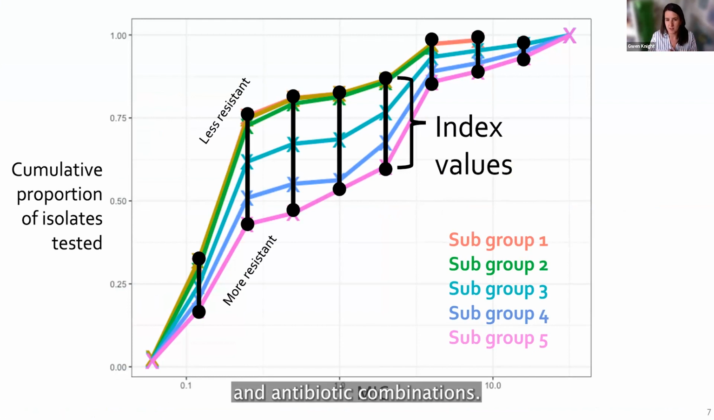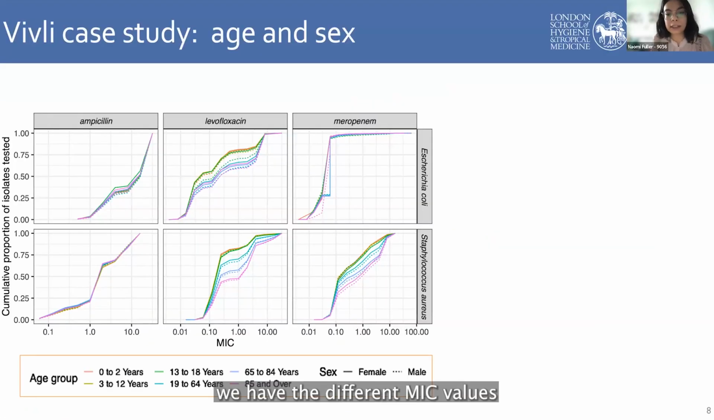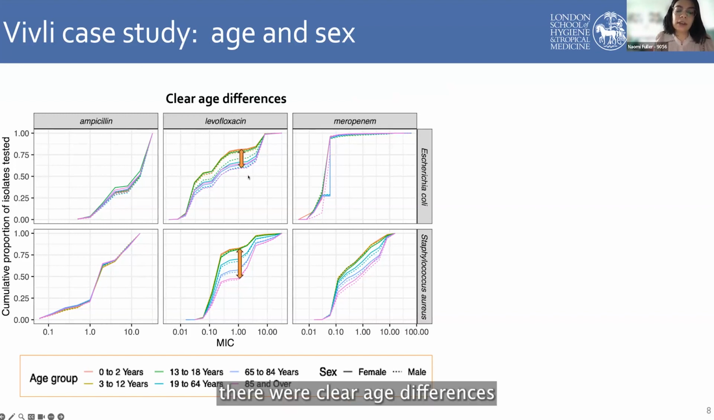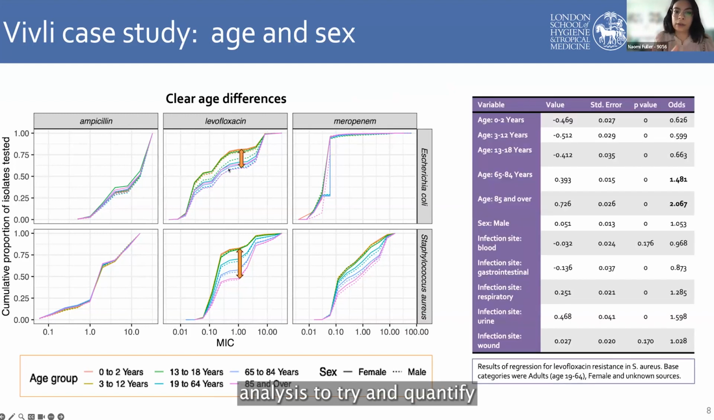bacteria and antibiotic combinations. And in this graph here, we have the different MIC values on the x-axis and the cumulative proportion of isolates tested on the y-axis. And we have 3 different antibiotics: ampicillin, levofloxacin, and meropenem for E. coli and Staph aureus. And so for levofloxacin, we can see that there were clear age differences. And this inspired us to do a regression analysis to try and quantify what we were seeing visually. So the key takeaway from this is that we managed to identify that older age groups, so 65 and plus, had a higher odds of having a higher MIC than the age groups 19 to 64.